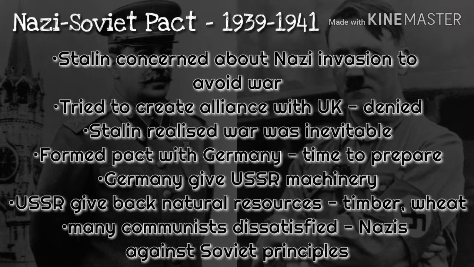He soon realized that war was inevitable and so formed a pact with Germany, which allowed him to give time to prepare. Germany gave the Soviet Union machinery and USSR gave natural resources such as timber and wheat back. However, many communists were dissatisfied with the pact, as Nazis were against Soviet principles.